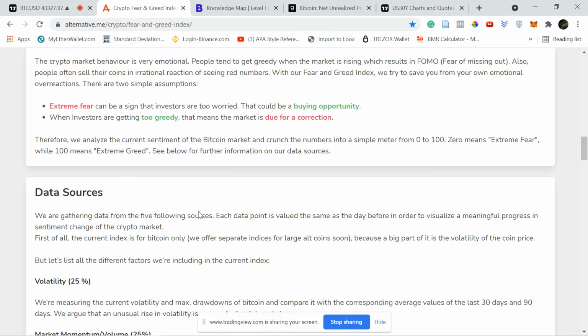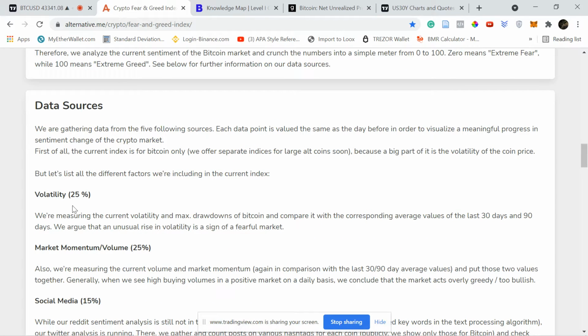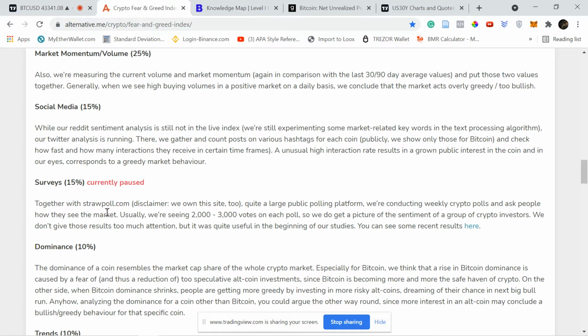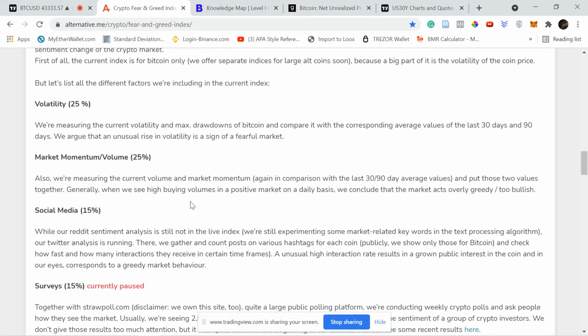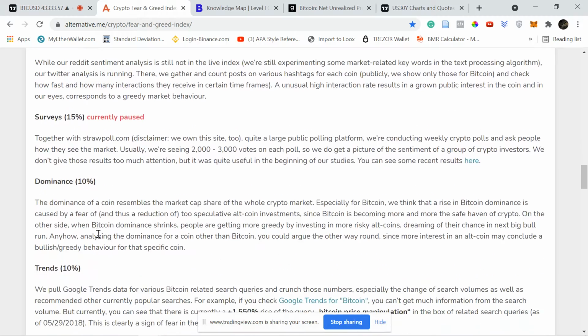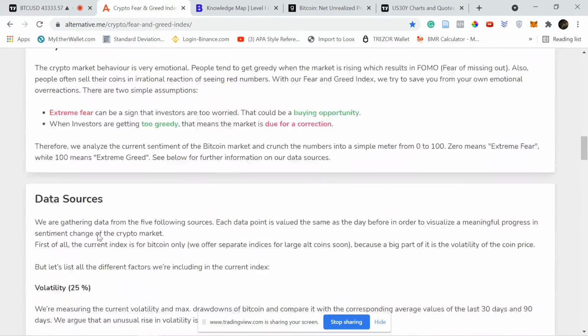It just gathers data from different sources. In this case, volatility, market momentum, volume, and social media. They also do surveys, though that is currently paused, and then they look at dominance. If you want to know a little more about how they gather this data, you can read through this part over here, and they will tell you how they do it. But it's an amazing tool.